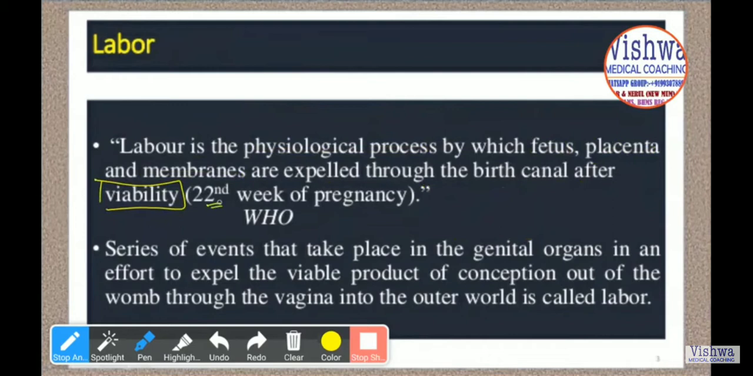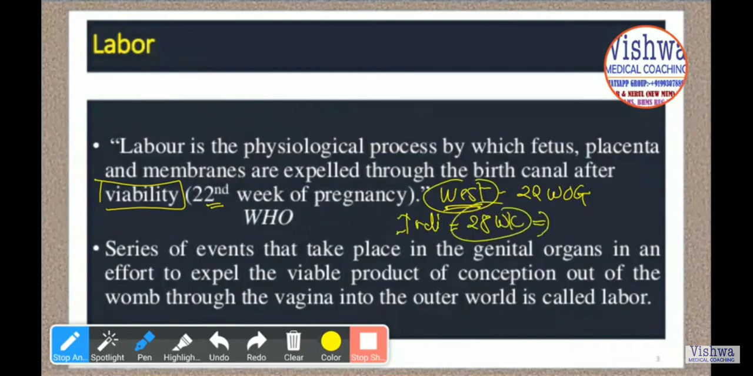Viability is, in Western countries, about 22 weeks of gestation. What is the age of viability? It is the gestational age at which the fetus is going to have independent survival. In Indian countries, till now, it is considered to be 28 weeks, because in Western countries they are able to make even a 22 weeks baby survive. But in Indian countries, it is about 28 weeks of gestation.